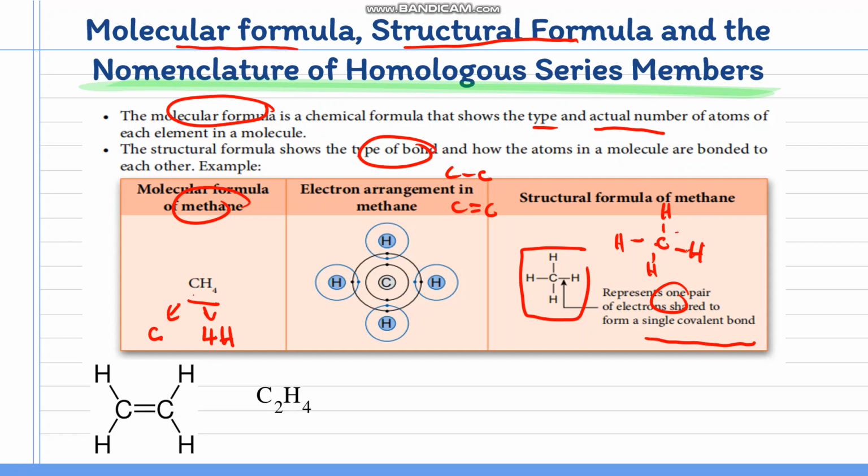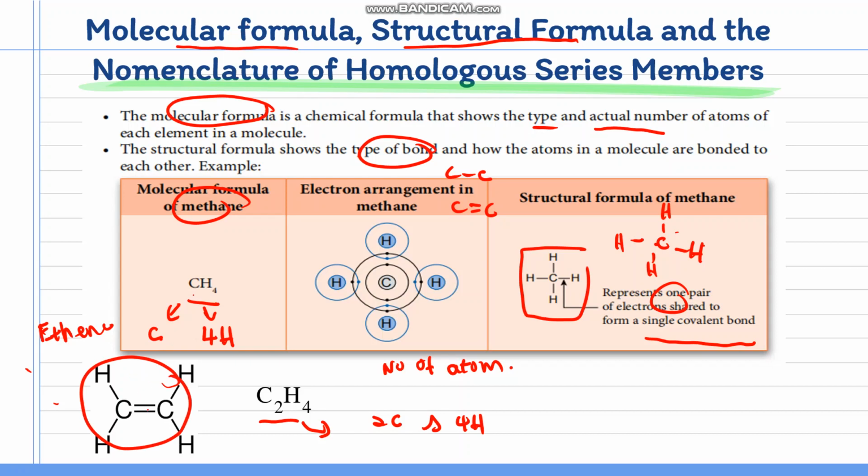The next example is ethene, whose molecular formula is C2H4. Based on the molecular formula, you can know the number of atoms of each element in a molecule. So for ethene, there are 2 carbon atoms and at the same time 4 hydrogen atoms. And here is the structural formula of ethene, whereby you can see there is a double bond between the carbon atoms.